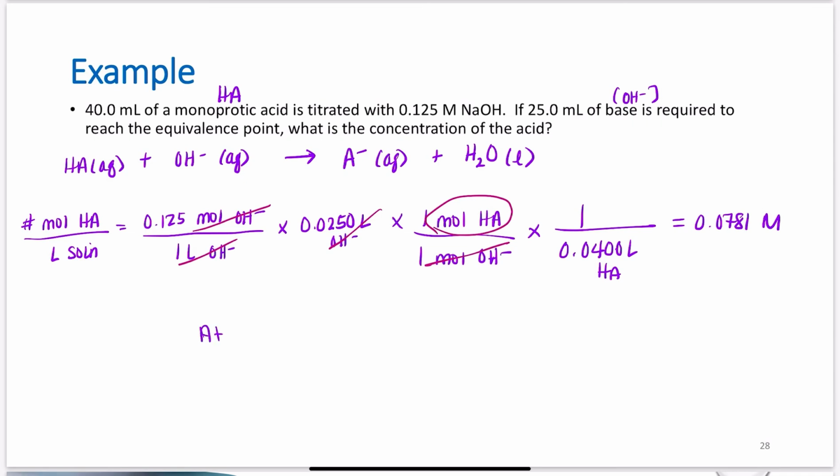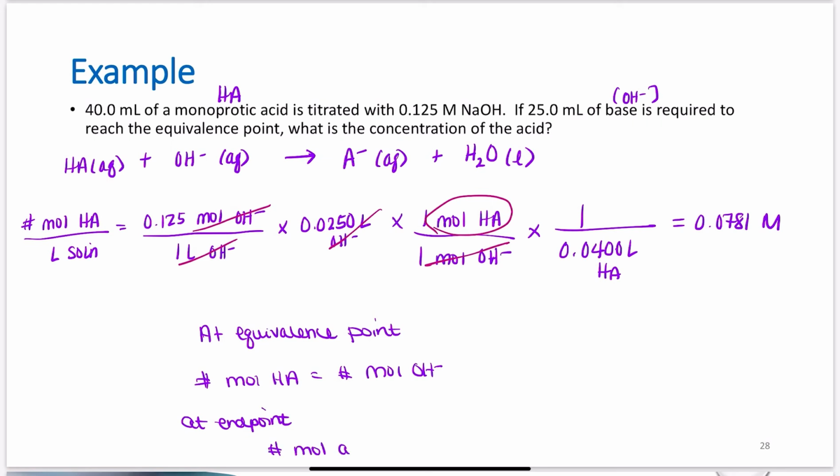At my equivalence point, the number of moles of acid is equal to the number of moles of base. At the end point, the number of moles of acid is less than the number of moles of base. Before the equivalence point, the number of moles of acid is greater than the number of moles of base.